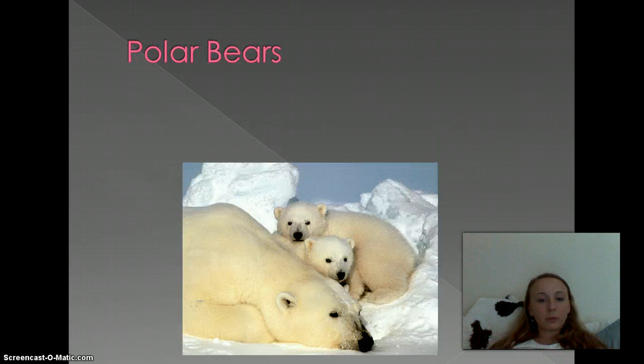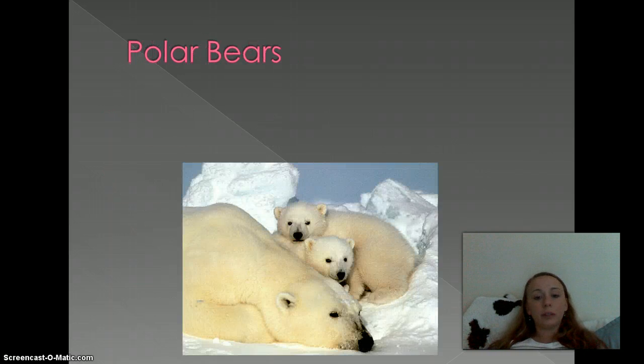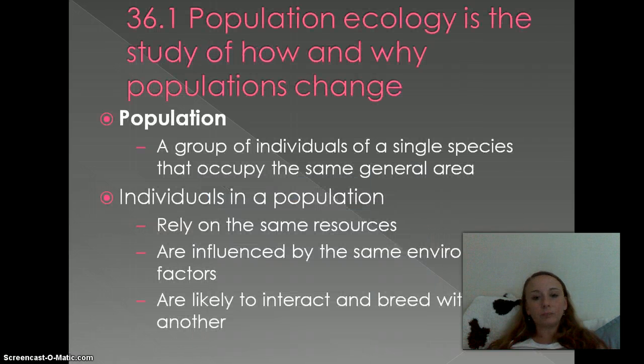So one example of what we're doing right now, ecologists are looking at polar bears and the way that they are in their environment and how many there are in the population, and then we can determine what impact humans are having. And we know that right now, in the case of polar bears, we have a huge impact.